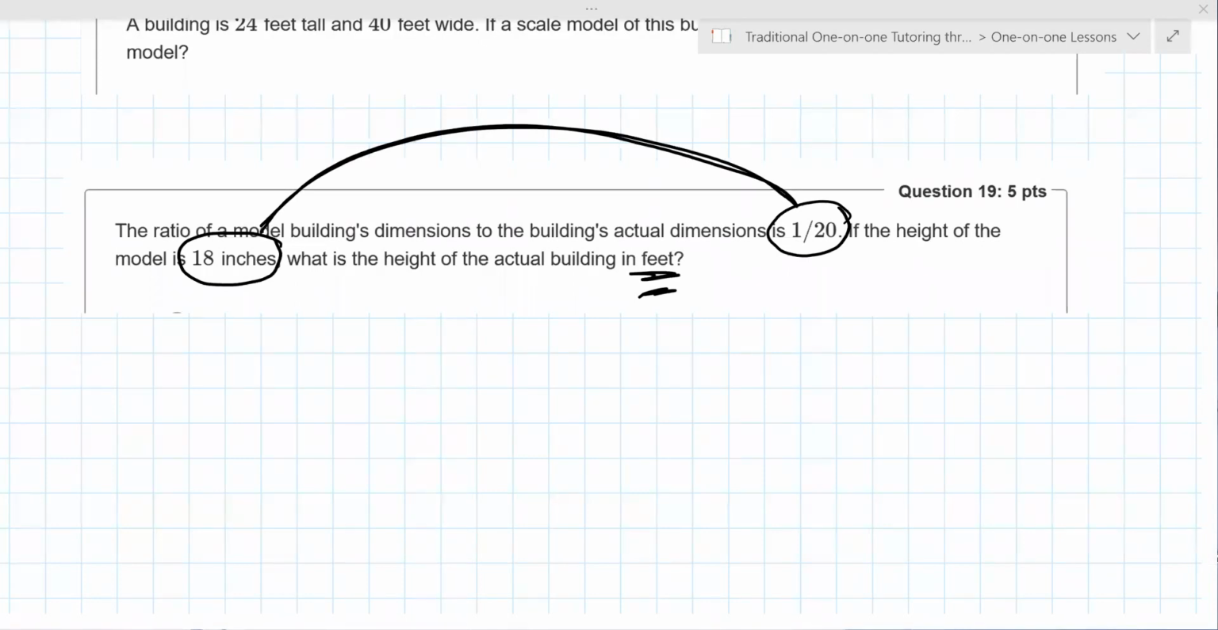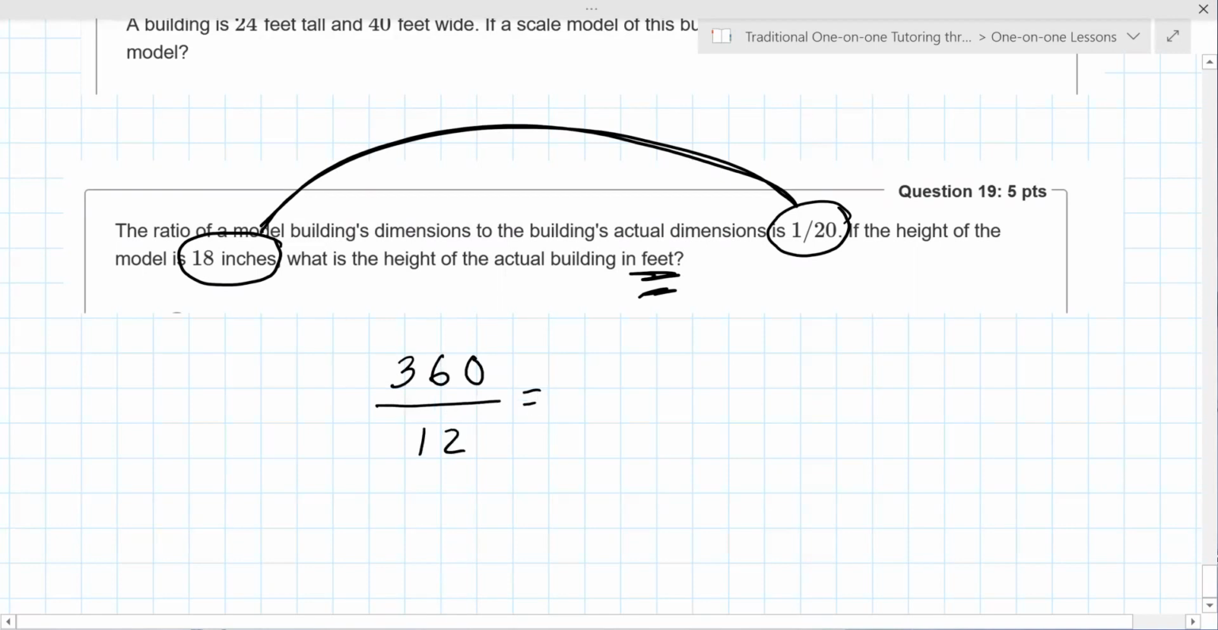Point 0.9? How do I...? So you actually multiply by 20, not 1/20. Did you multiply this number by 20? Yes, 18 times 20. What is that? I get 360, and then I divide that by 12. Okay. So then I get 30 feet.